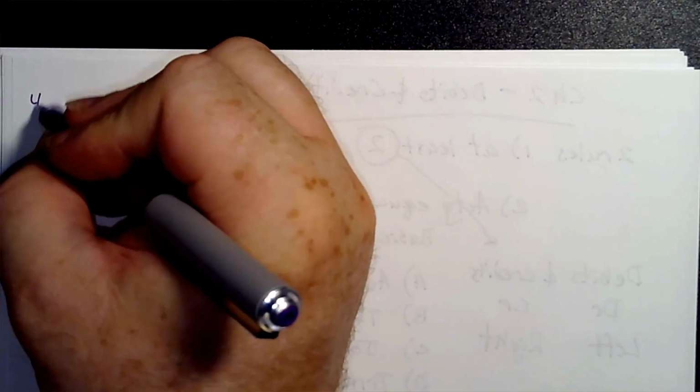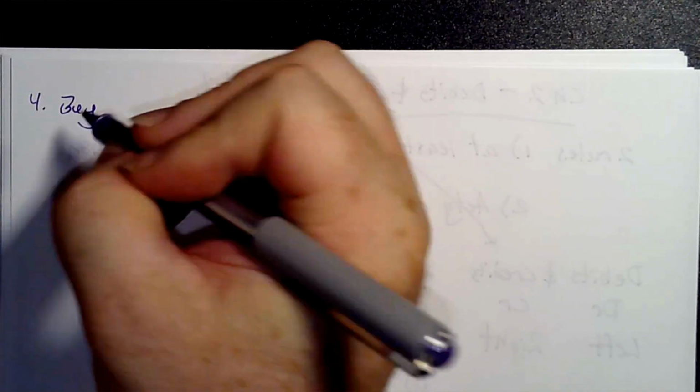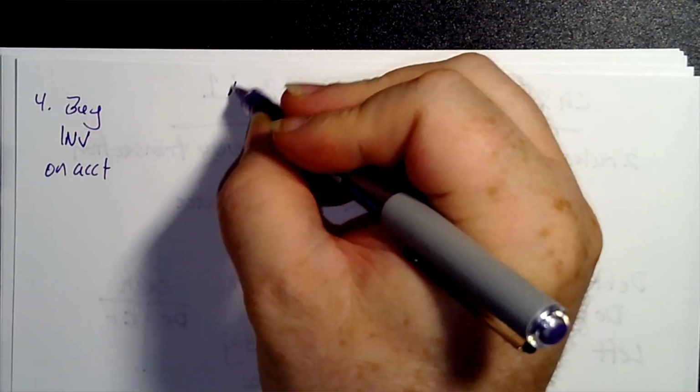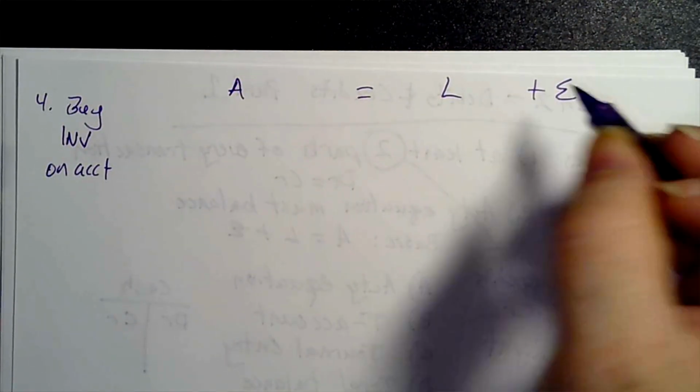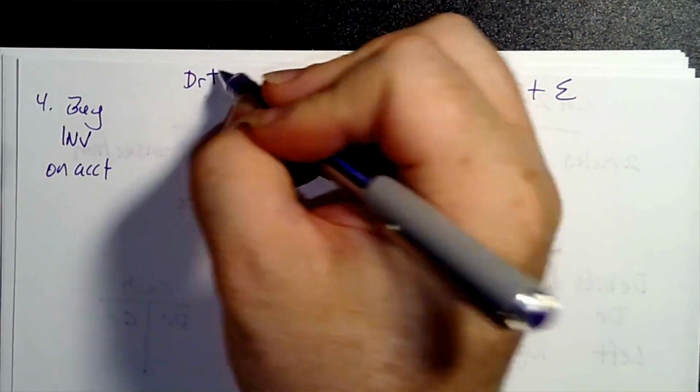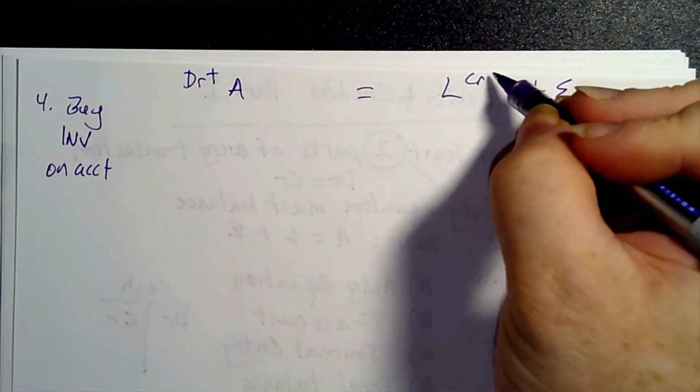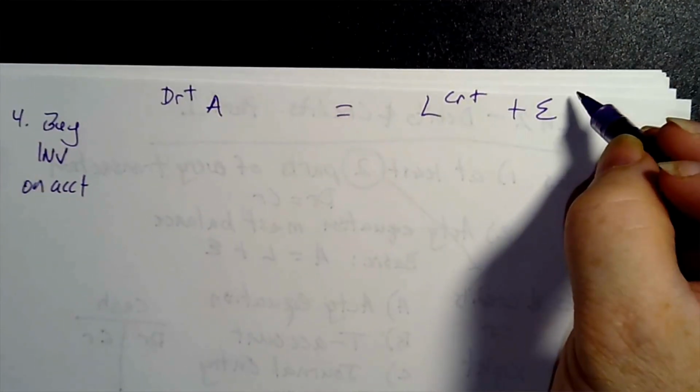Let's look at two more. So number 4, buy inventory on account. So we still have the assets equals the liabilities plus equity. And remember, for assets, debit increases, for liability, credit increases, and for equity, credit increases.